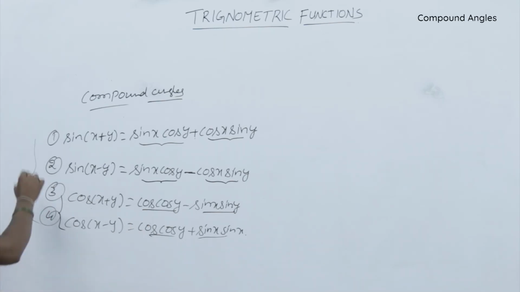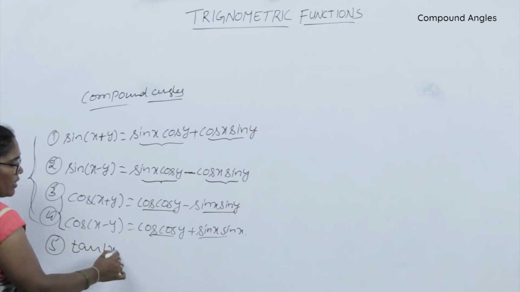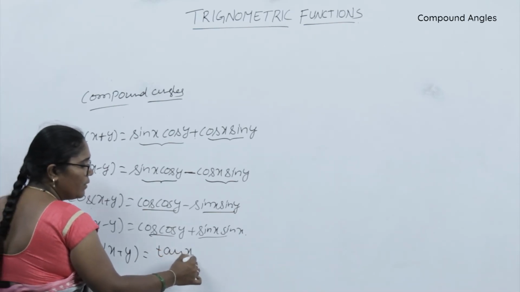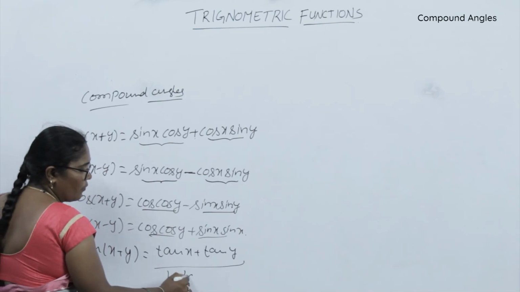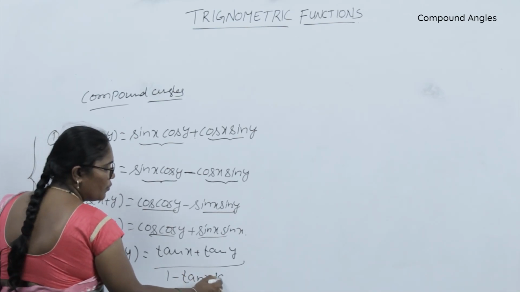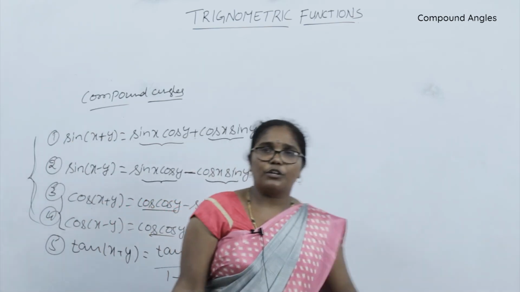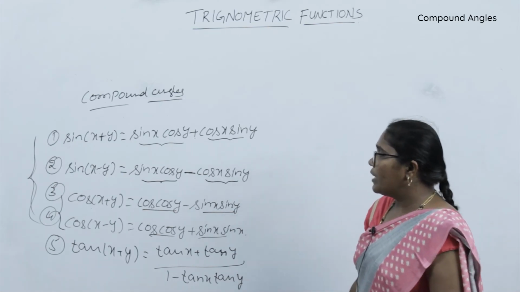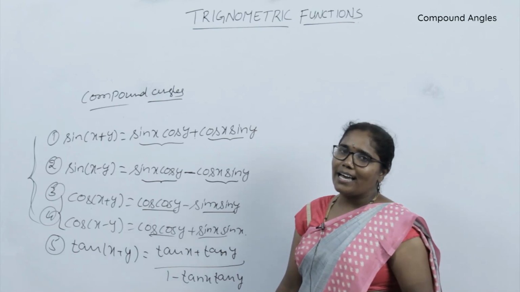So these four formulas we need, and another one we need is the formula for tan(x plus y). What is the formula for tan(x plus y)? It is tan x plus tan y divided by 1 minus tan x tan y. We need this formula because they will ask questions about tan. So tan(x plus y) is equal to tan x plus tan y divided by 1 minus tan x tan y.